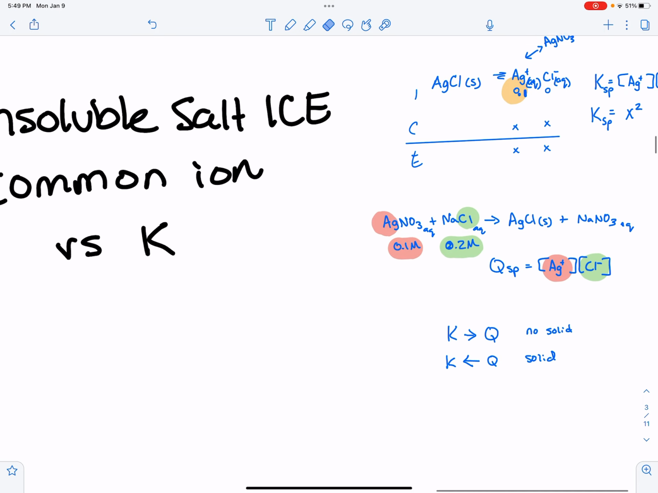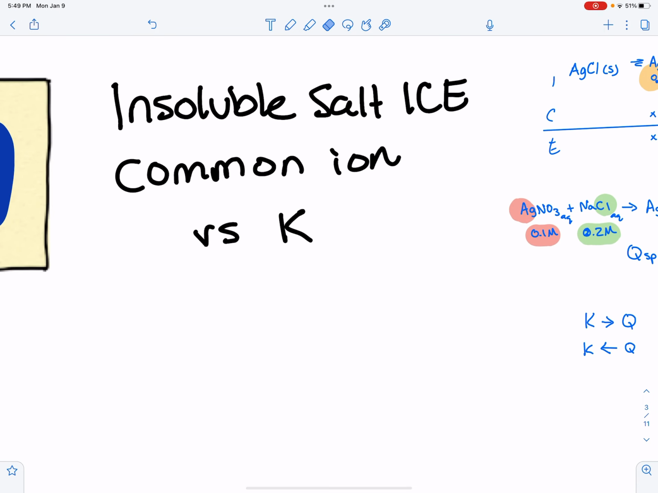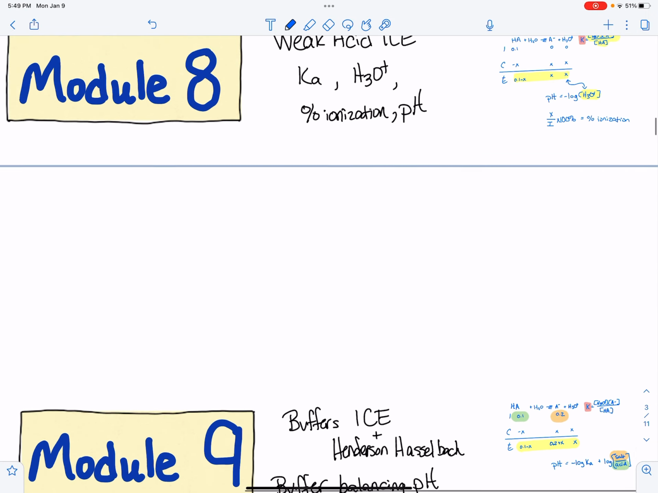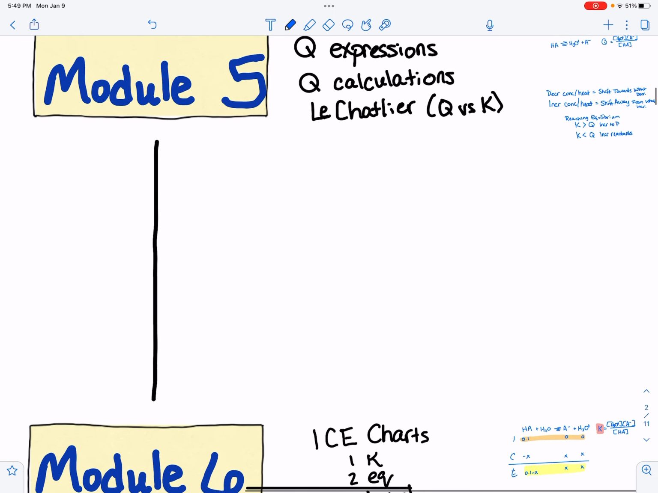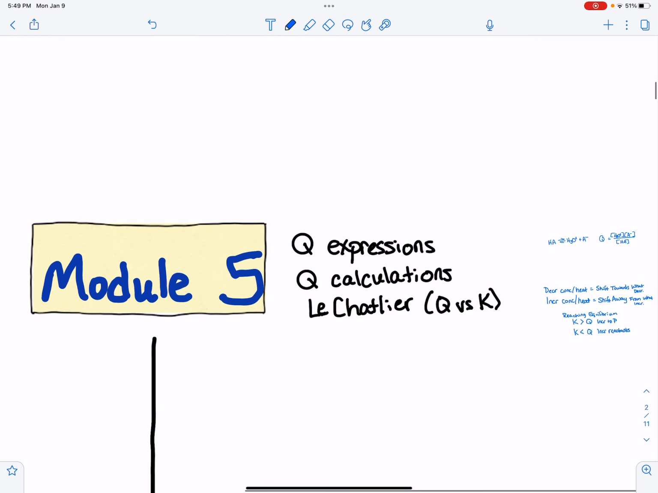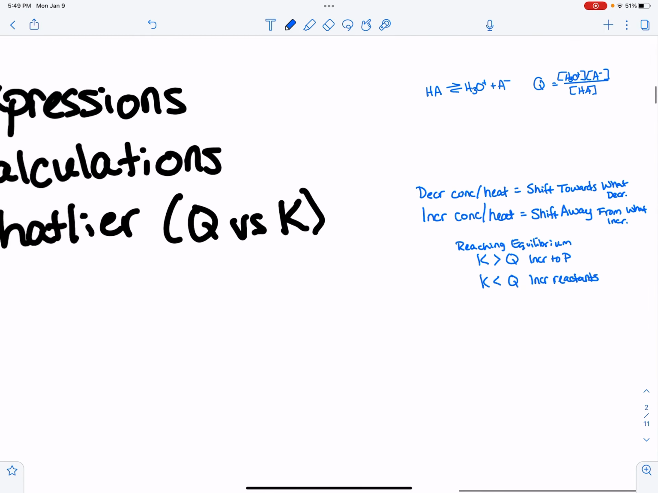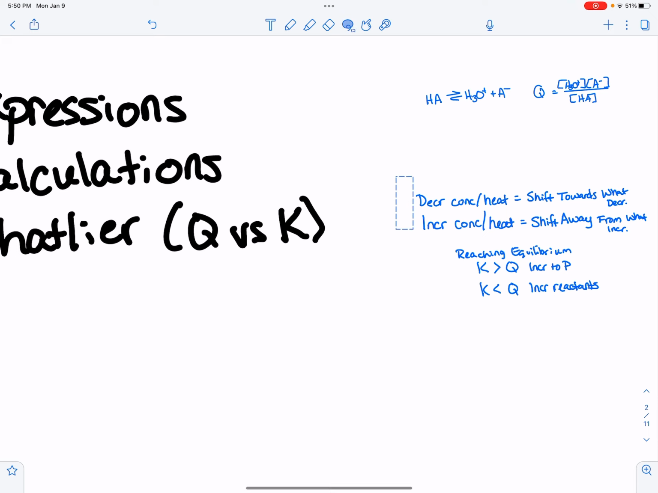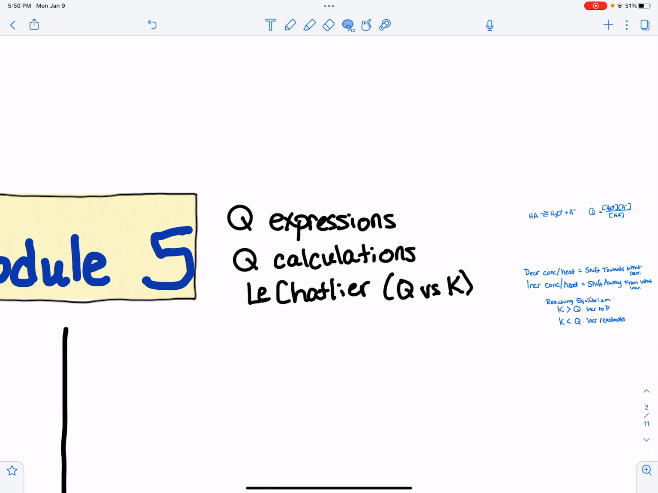And then the last one is Q versus K. Lost my Q somewhere. Q versus K. Now look, you've done this before. This is not a new concept, but it was way back when you very first started ice charts. Way over here. Look. Q versus K. This was in the equilibrium section where you could decrease concentration or increase, and it shifted away or toward. And if you had the Q and it was like that, it increased to products versus increasing to reactants. So you've already learned that. That same principle is completely there.